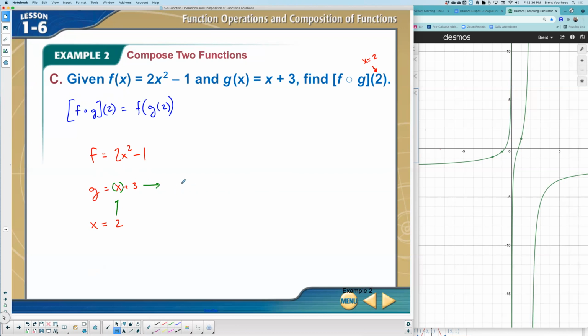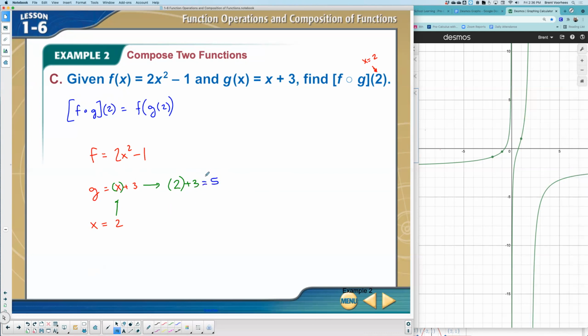And so what is 2 plus 3? And I guess to be perfectly correct, I'll put it in parentheses, but that parentheses won't do anything. So what is 2 plus 3? 5. Okay, so we now have 5.